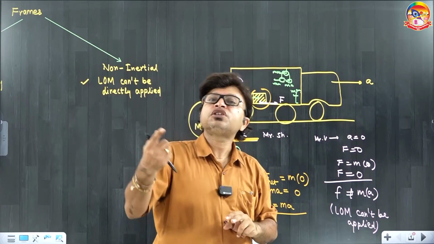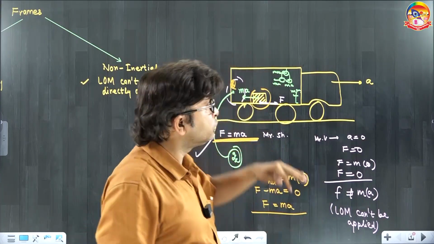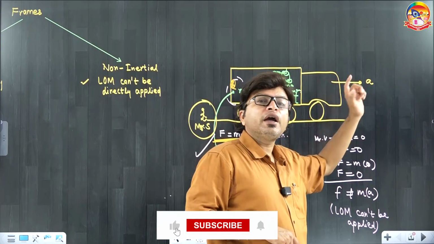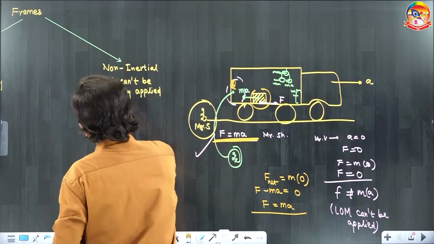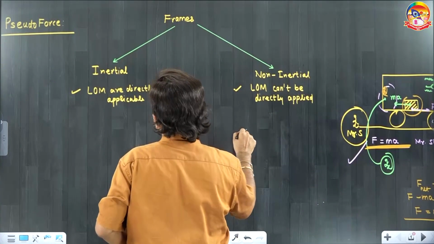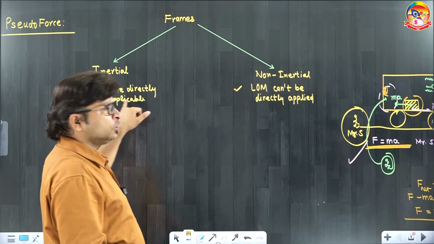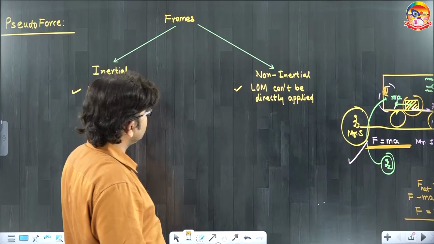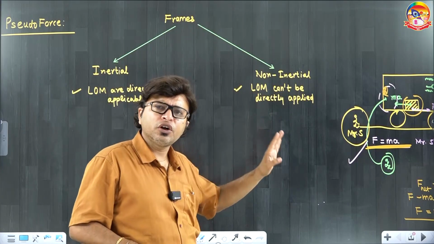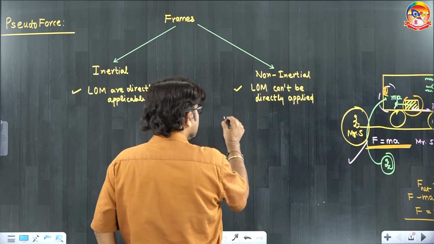Number 2, this force is acting in which direction? This force is acting in the direction which is opposite to the acceleration of the frame. So, let's get back to our previous condition. Inertial frames are those frames where laws of motions are directly applicable, and we have observed the condition. Non-inertial frames are the frames where laws of motion cannot be directly applied. Then how will we apply laws of motion here?